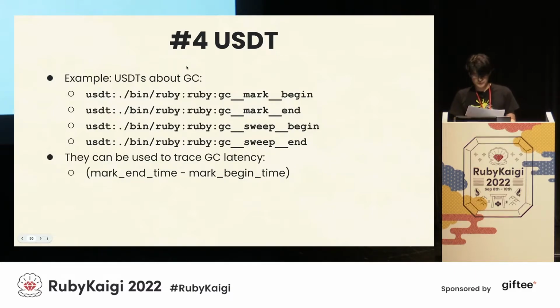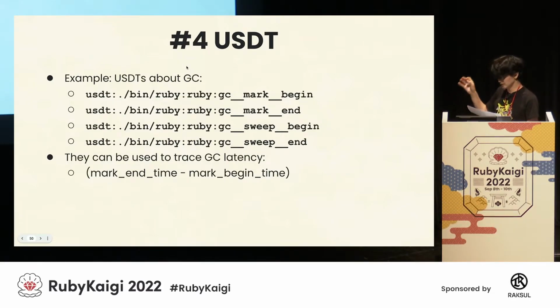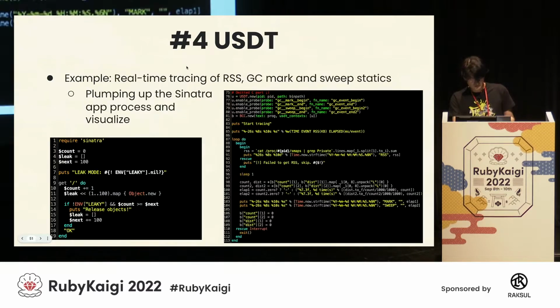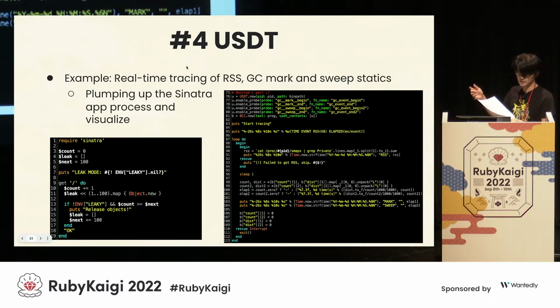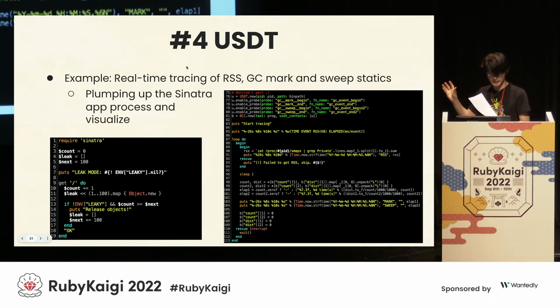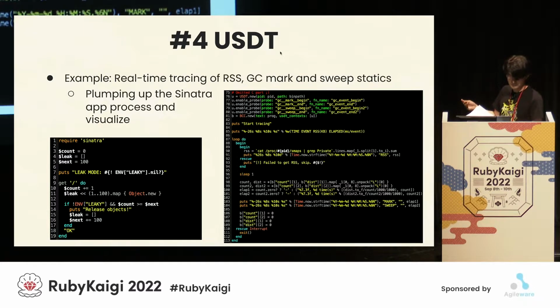So I created a tool to trace Ruby's resident set size memory, GC invocation count, and elapsed time. And this is part of the tool's code. I tried this tool on a Sinatra web application, and I intentionally ramped up this Sinatra.